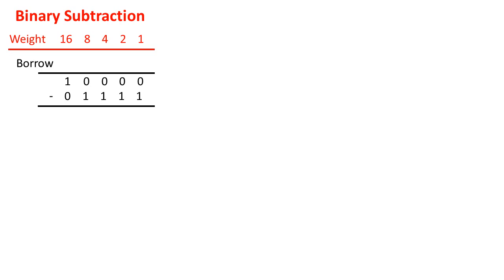So let us check this example. This is the last example we are going to check. You can see 1 0 0 0 0, and we are going to subtract 0 1 1 1 1. So you can observe all zeros. So we have to borrow the leftmost one. We have to borrow 1 from the leftmost column to start the subtraction. So just watch out the step.